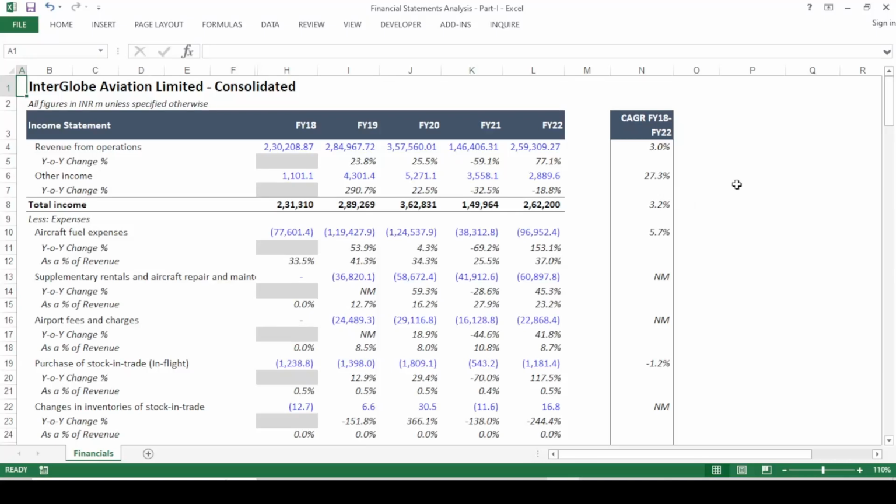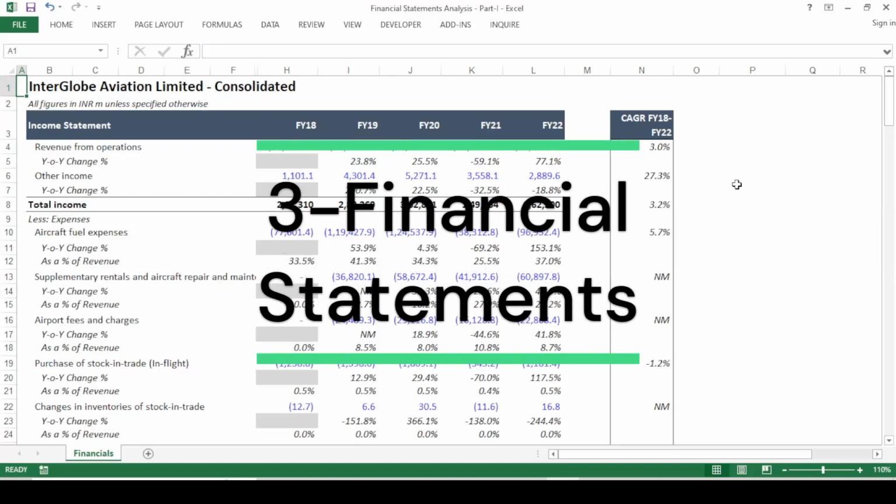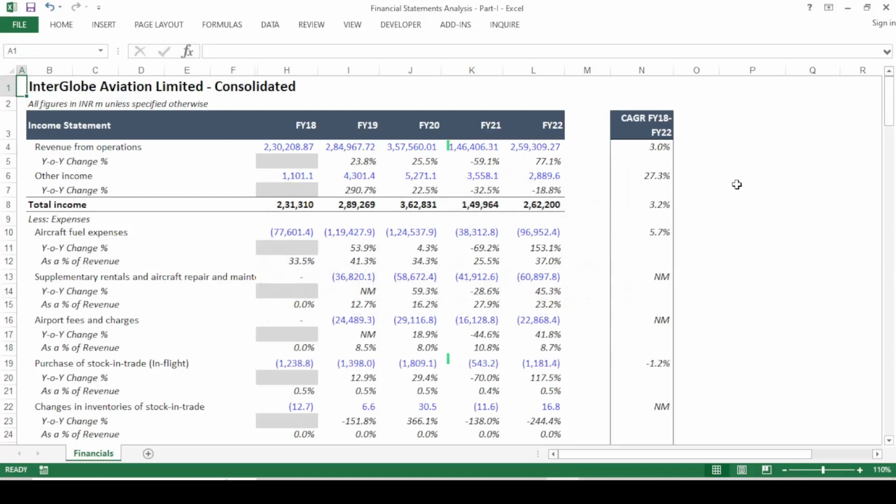So this will be a series called Financial Statement Analysis, and this is part 1. In this I will discuss the three statements, and then we'll move on gradually to what ratios we can see and analyze. And then finally we'll look at some charts on the basis of the ratios or the metrics that we've calculated.